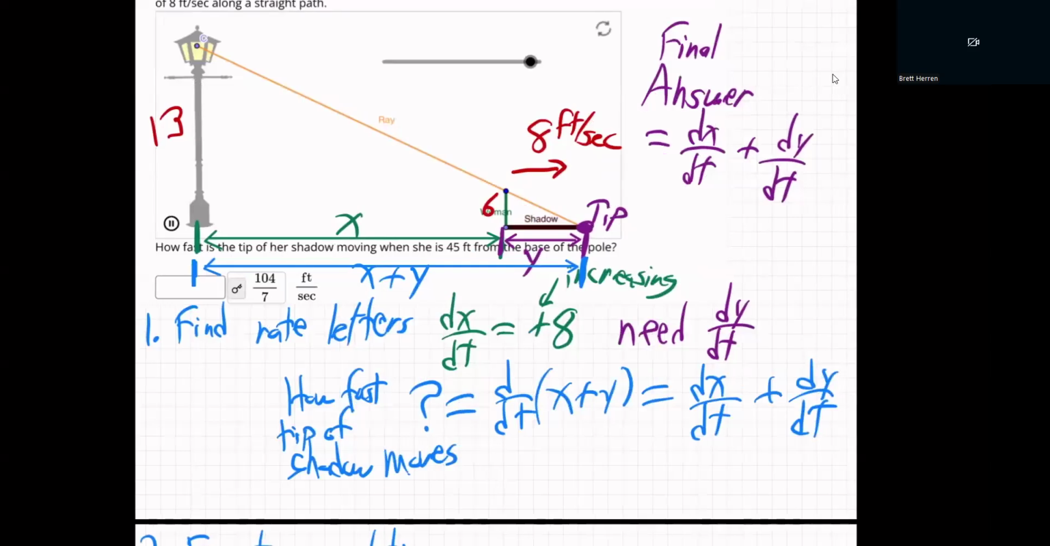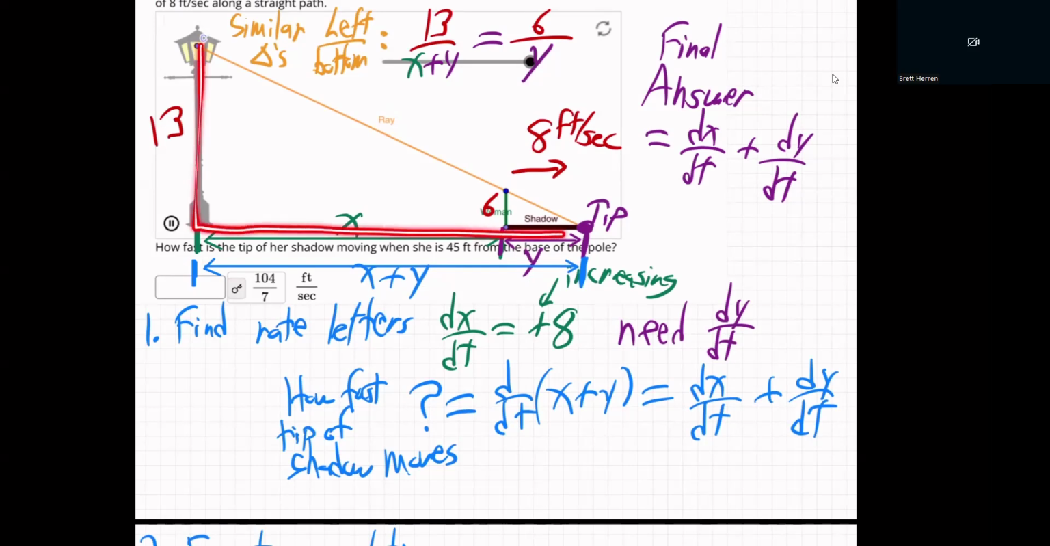Well, it's going to be similar triangles. Left is to bottom of the whole big triangle as left is to bottom of that. So similar triangles. Left is to bottom. So I'm going to go 13 is to x plus y as 6 is to y. Do you see that?